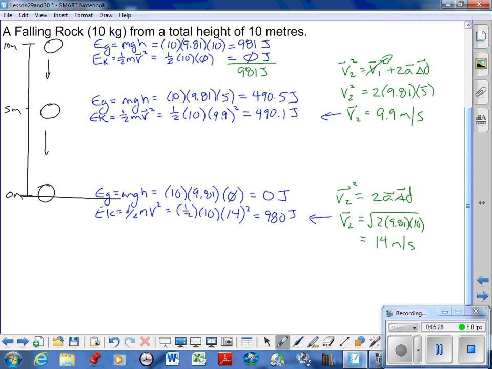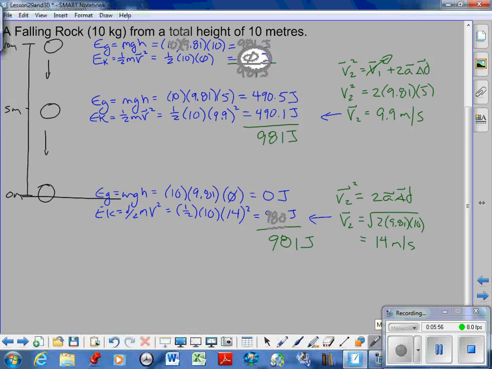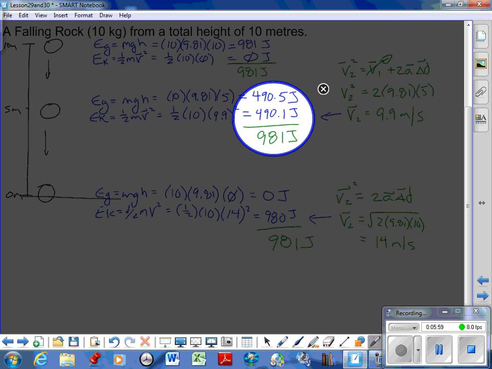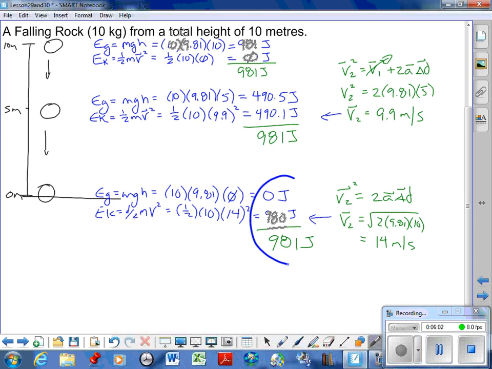And everyone is gasping in horror as they realize that if you add that up, that gives you not quite 981, but close enough for my liking. So that's 981. And at the bottom, 980. Sure, 981 because I'm rounding off here. So look at that. No matter at what height we are with the rock, it has the exact same total energy.